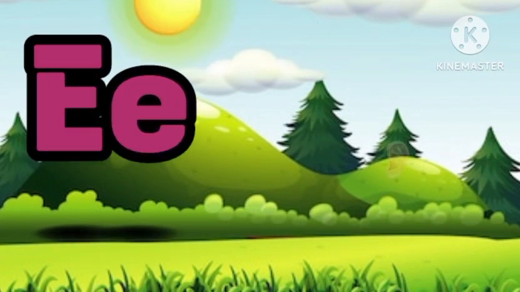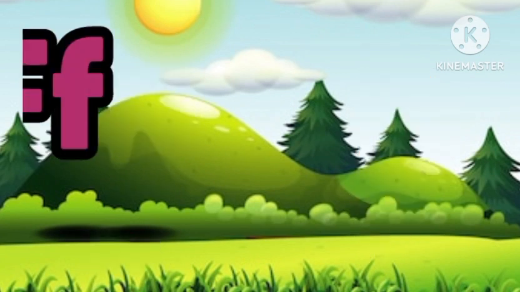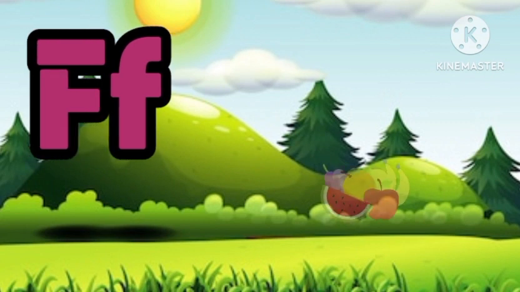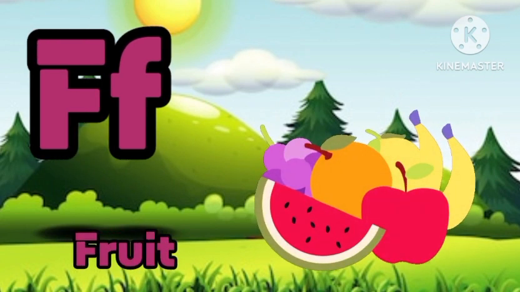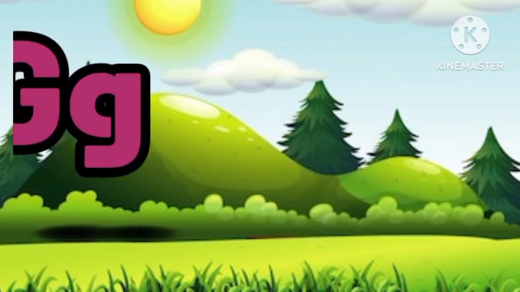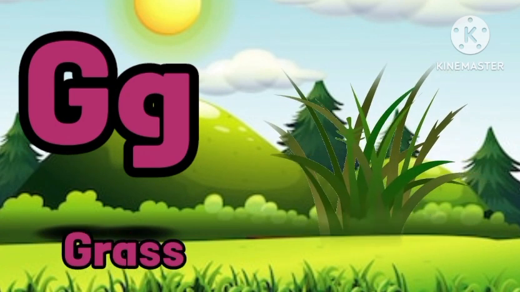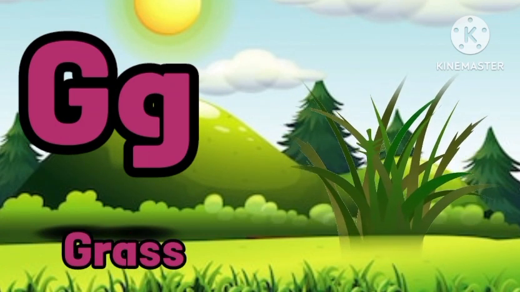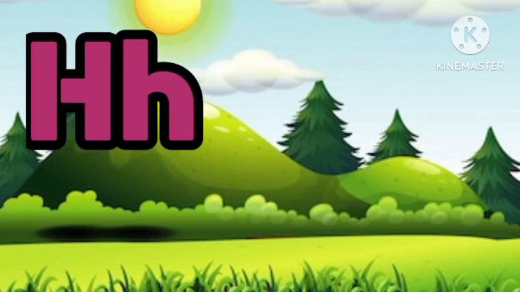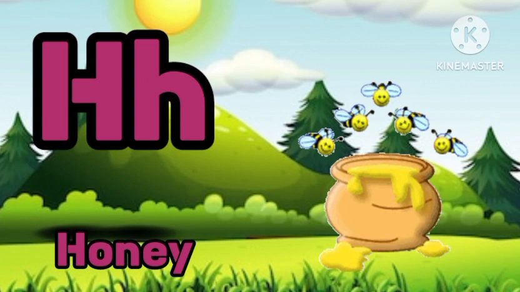E. E is for ear. F. F is for fruits. G. G is for grass. H. H is for honey.